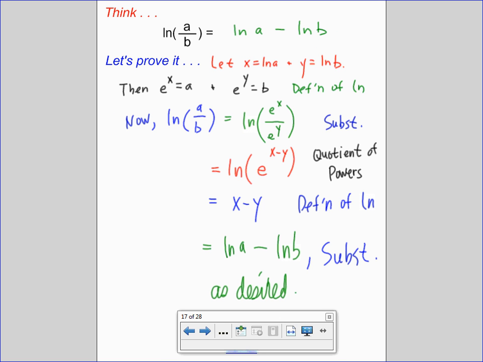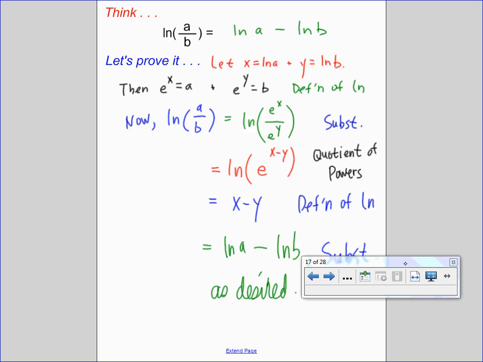Okay, ladies and gentlemen, let's go ahead and take a look at your natural log of a over b is equivalent to natural log of a minus natural log of b proof. Go ahead and raise your hand if you used similar justifications. You don't have to use x and y, but yeah, awesome, good. And so we've seen now we can prove these properties.